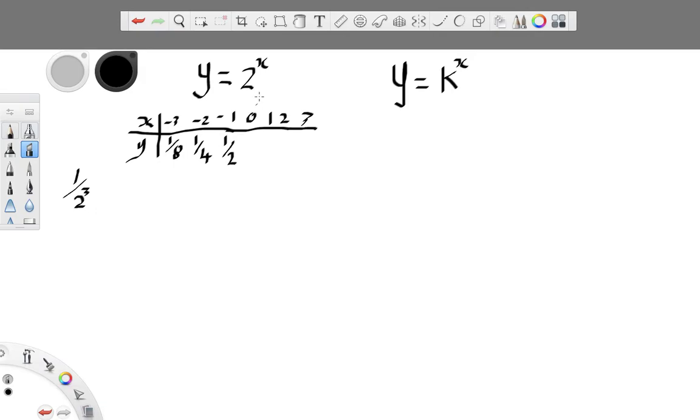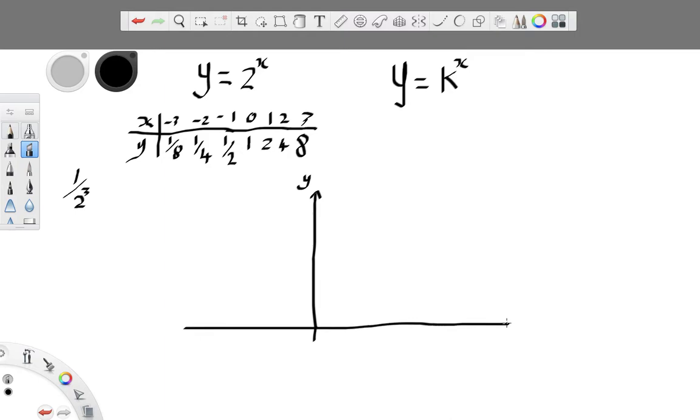Then we've got 0, so when x is 0, 2^0, well, anything to the power of 0 is 1. Then 1, which will give us 2. Substituting 2 in, 2 squared is 4. And then 3, which is 2 times 2 times 2, which is 8. So they're the y values. Then we would just set up our axes. So we've got y. So we'll go up. And then we've got x.